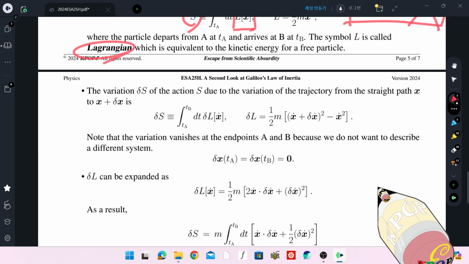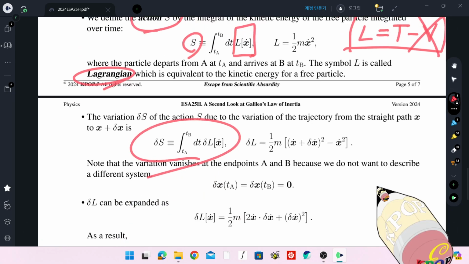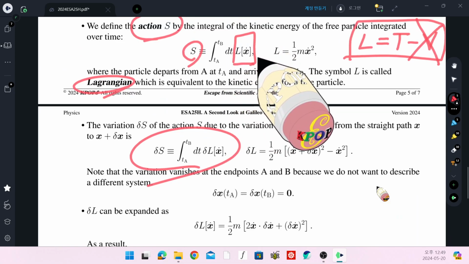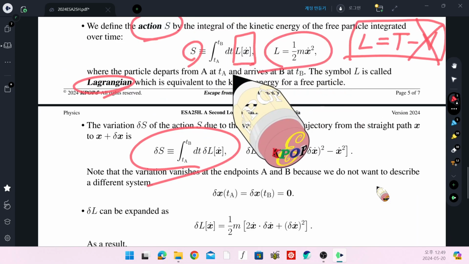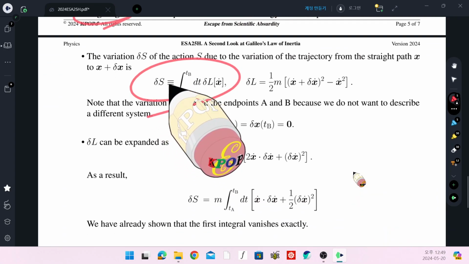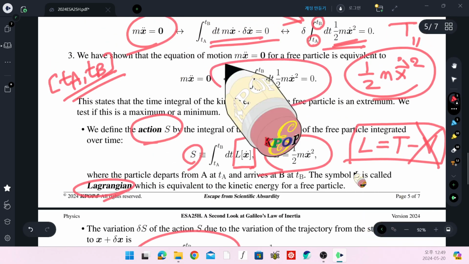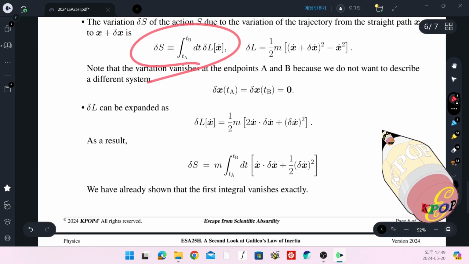We finally arrived at a variation of the action. Action is the time integral of the Lagrangian. The Lagrangian is kinetic energy for a free particle. And this variation is zero. Why? We just have found.